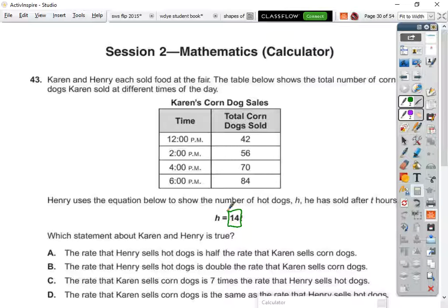So, let's take a look here. We have a difference of 14, 14, 14. But that's every 2 hours. So Karen is selling at a rate of 7 corn dogs per hour.